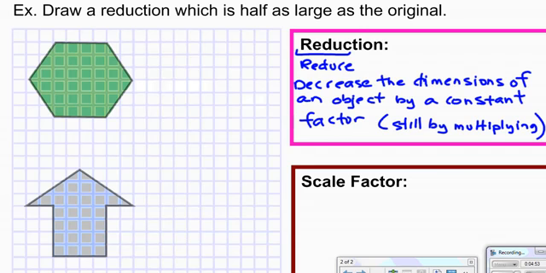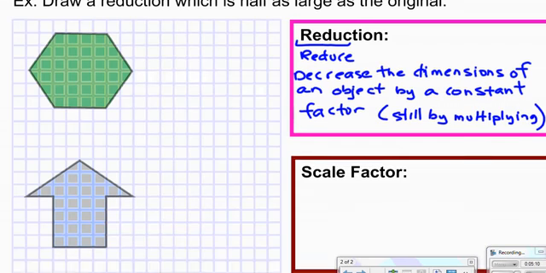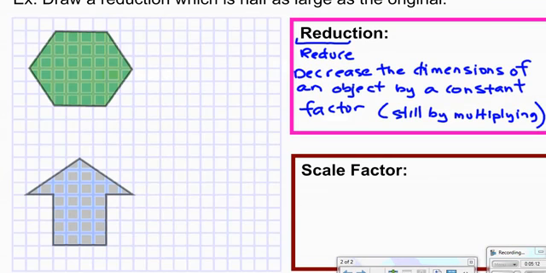And so you are reducing or decreasing the dimensions of an object by a constant factor. So it is still utilizing multiplication. You will still be multiplying by a factor, but now the factor will look a little different, and we'll talk about that in a minute. And so then the next one we need to talk about is scale factor.